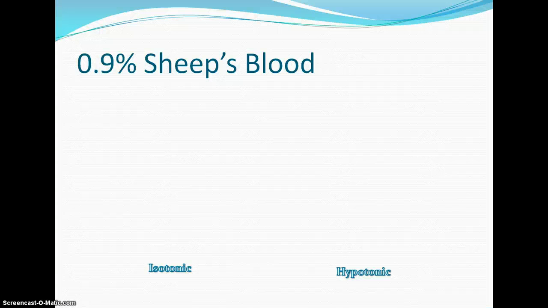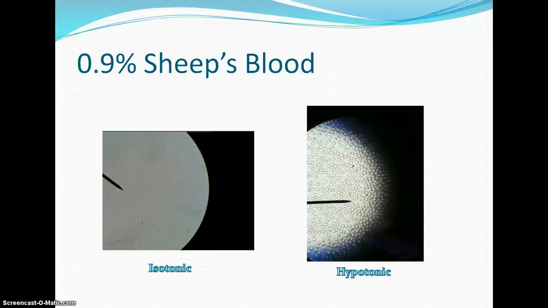Okay, so really quickly, we'll just talk about sheep's blood. So we were analyzing 0.9% sheep's blood under a microscope. And now we can label each thing as what it was. So here is the isotonic, and you can tell because you can't really see very much. And that's really the point, because in an isotonic reaction, the water is not flowing in or out of the cell, because the solute concentration is pretty much equal on the inside of the cell and the outside environment. So this makes sense.